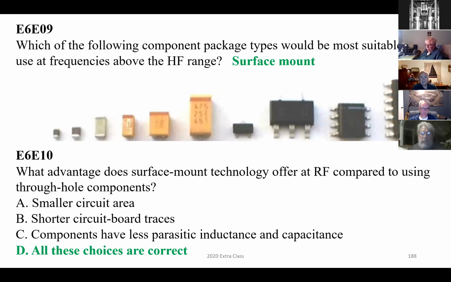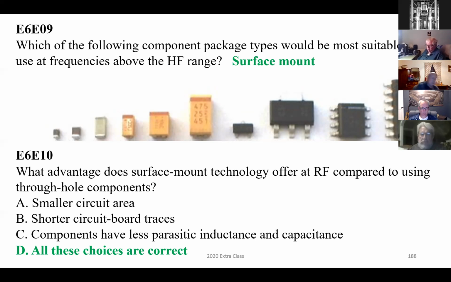Number 9, which of the following component package types would be most suitable for use at frequencies above the HF range? That would be D, surface mount. Part of the reason for that is that the leads, as short as they are in the microwave range, become antennas and can both transmit and receive. So with surface mount, it's going directly onto the board, so you can pretty much eliminate a lot of that.